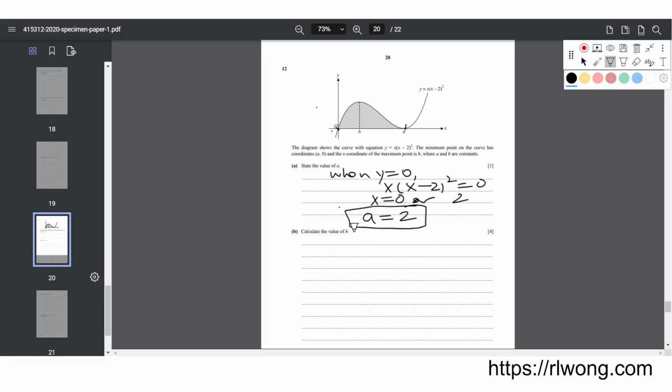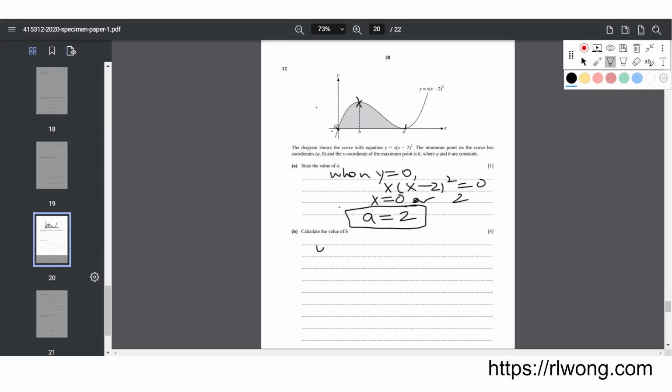Next, you are asked to calculate the value of b. So b is the maximum point of the curve. At the minimum as well as at the maximum point, we know that dy/dx is equal to 0. So what we need to do is find dy/dx, equate it to 0 and find the x value. The one that is not equal to 2 will be the value of b, because at both x equals a and x equals b, you have dy/dx equals 0, since at a minimum and maximum point the gradient is equal to 0.